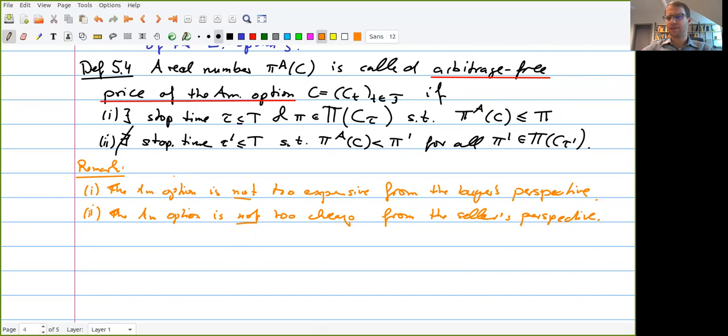So you see here, if I'm the buyer of the option, this leads me to an optimal stopping problem, or optimal exercising problem. I have the American option, and now I want to decide optimally for myself when I want to exercise the option.